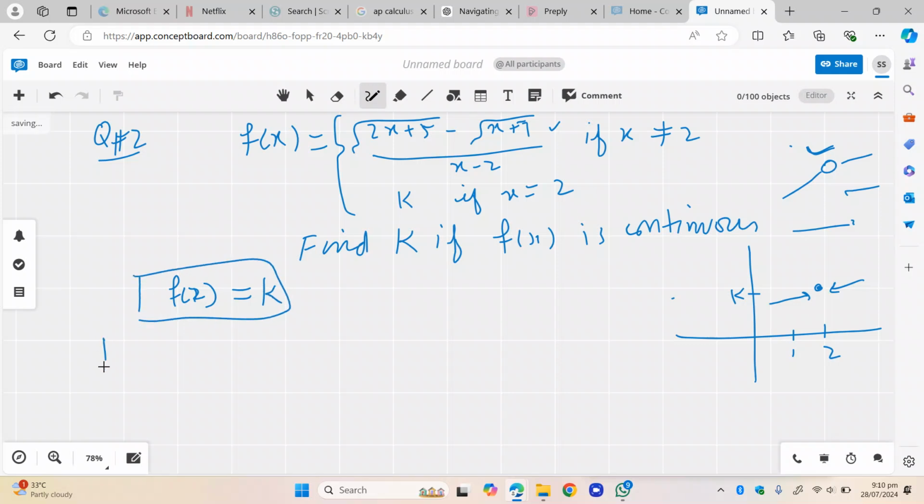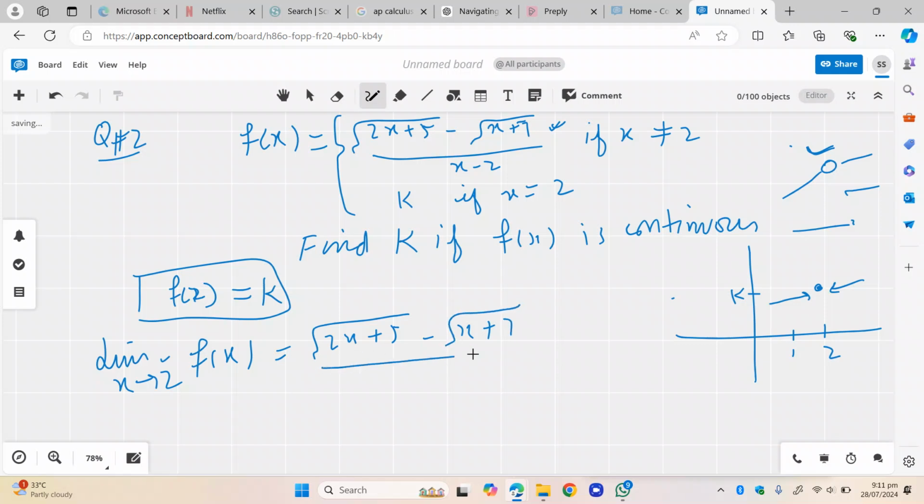And if we take the limit as x approaches 2, either from the left or right side, then for f of x, since this is the situation where x is not equal to 2 but we are coming close to 2, we will use this one. So it will be equal to the limit as x tends to 2 of 2x plus 5 under the square root, minus x plus 7 under the square root, divided by x minus 2.